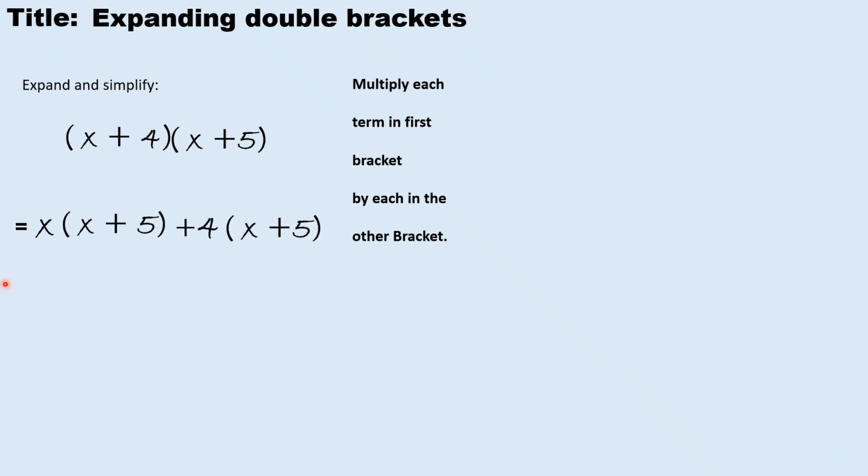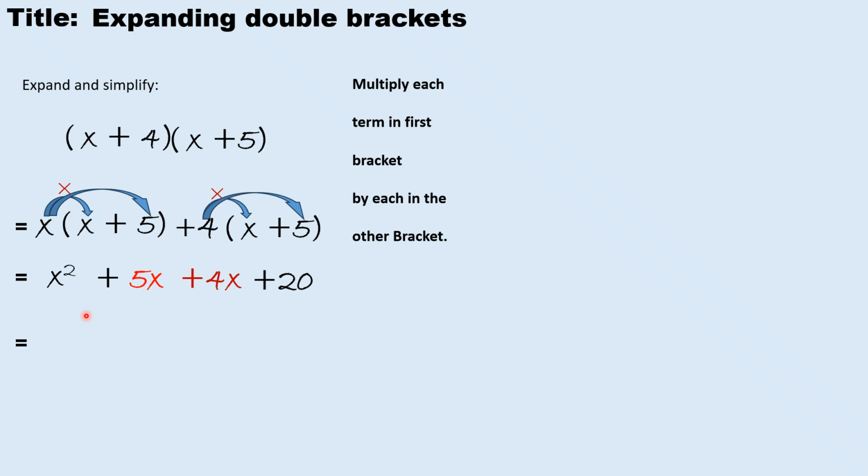Okay, let's simplify, expand these single brackets. So x multiplied by x is x squared. Then x multiplied by 5 is 5x. Then 4 multiplied by x is 4x. And 4 multiplied by 5 is 20.